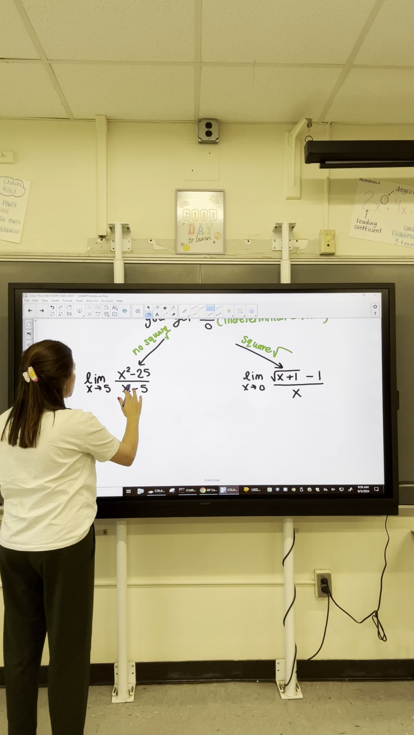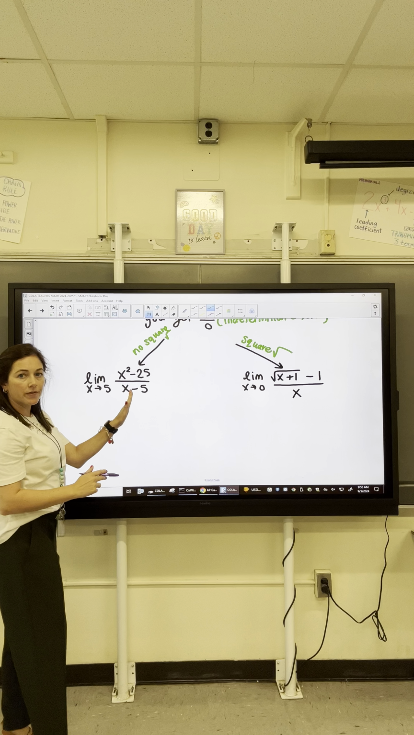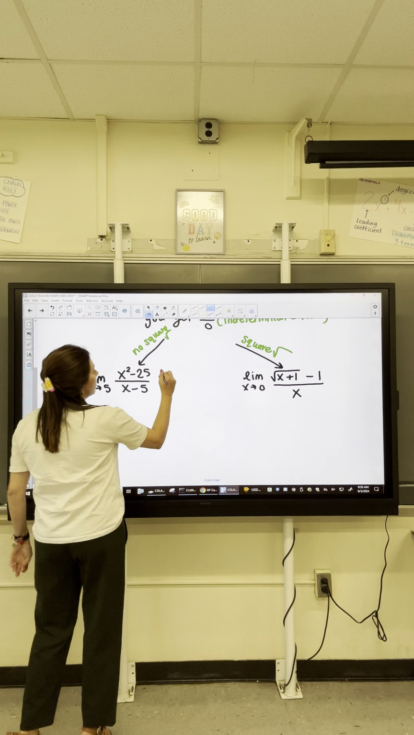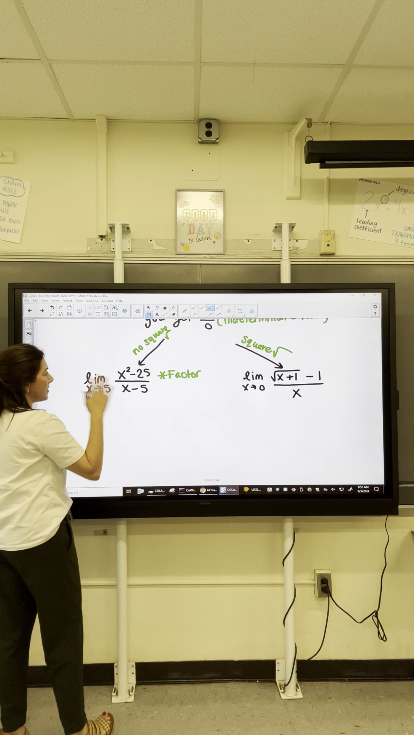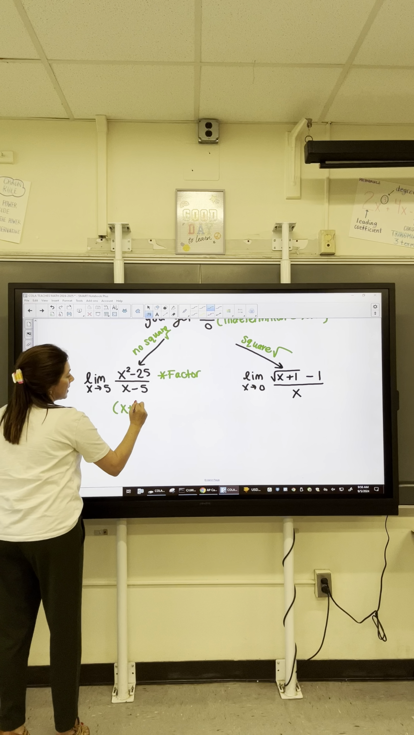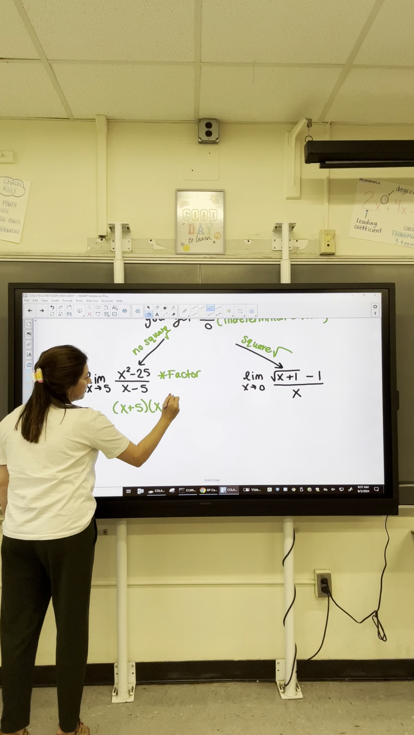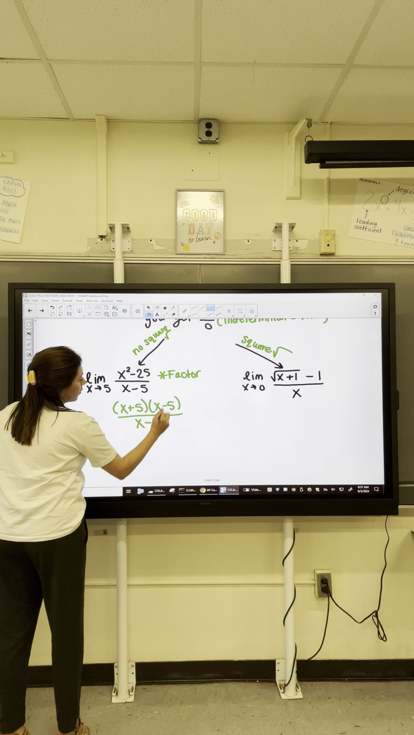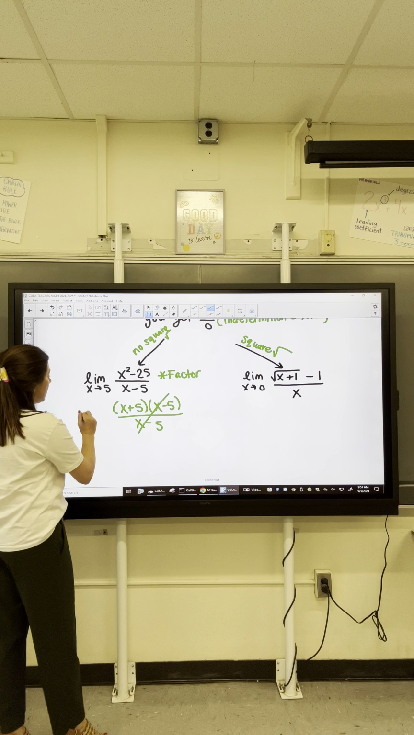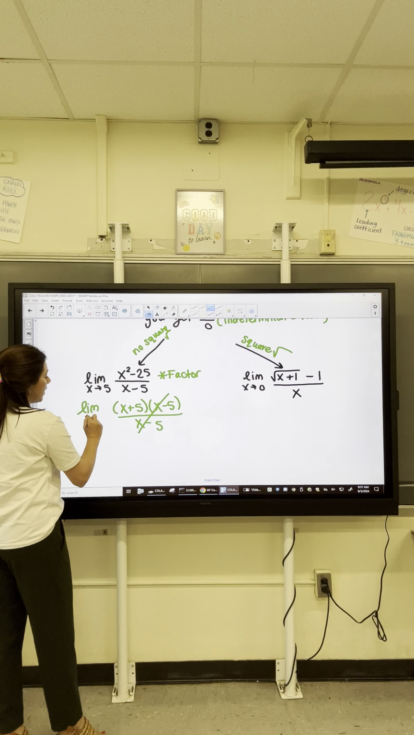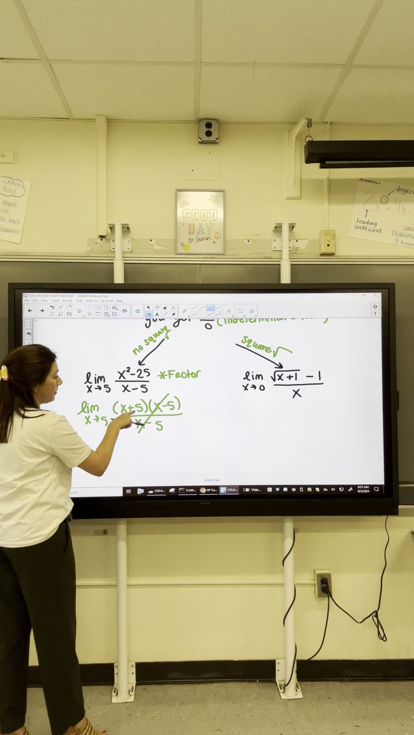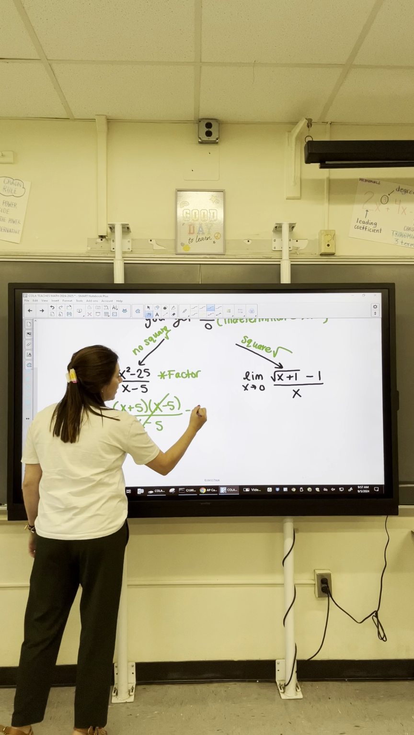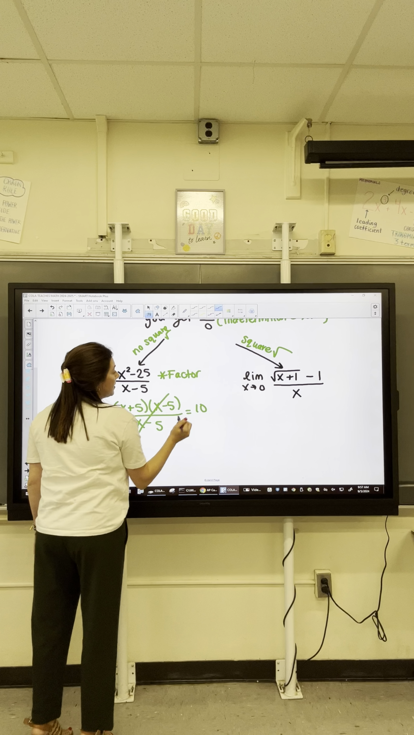So we see there's no square root. If I plug in 5, I get 0 over 0. That's bad. So our next step is going to be factor. So no square root, 0 over 0 means factor. So dots on top. Cross out the factors that repeat, and then plug in to what is left. So if we take x equals 5, and plug into what's left, we are going to get a limit at 10. So the limit is 10.